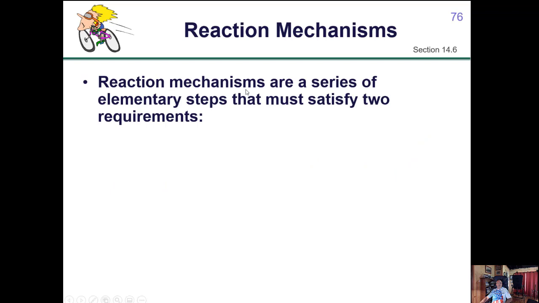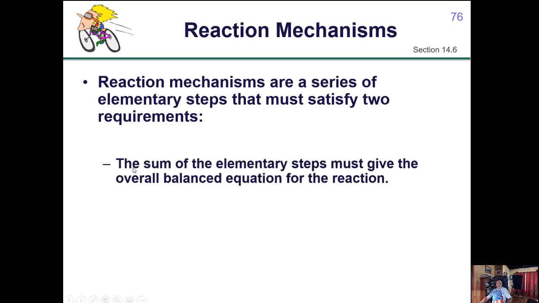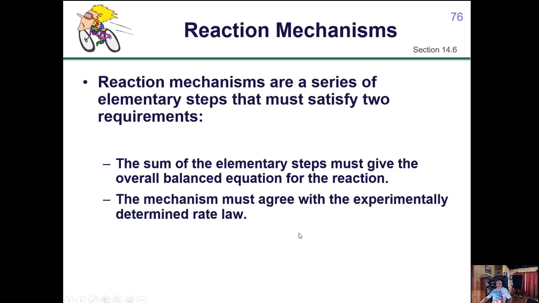Reaction mechanisms are a series of elementary steps that must satisfy 2 criteria, 2 requirements. The first is the sum of the elementary steps must give the overall balanced equation for the reaction. So if you remember from Chem 1, adding up reactions in Hess's law, you cancel things in different reactions that are on opposite sides, and you add the things that are on the same side. Okay, so the sum of the elementary steps has to give the overall balanced equation for the reaction.